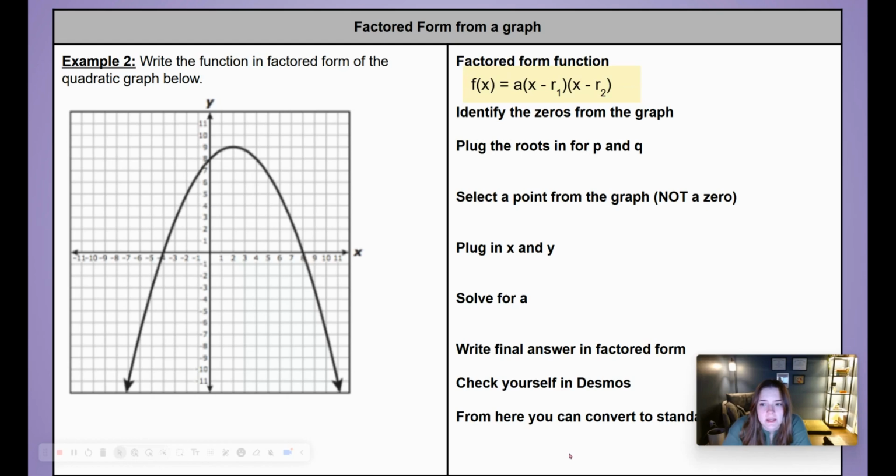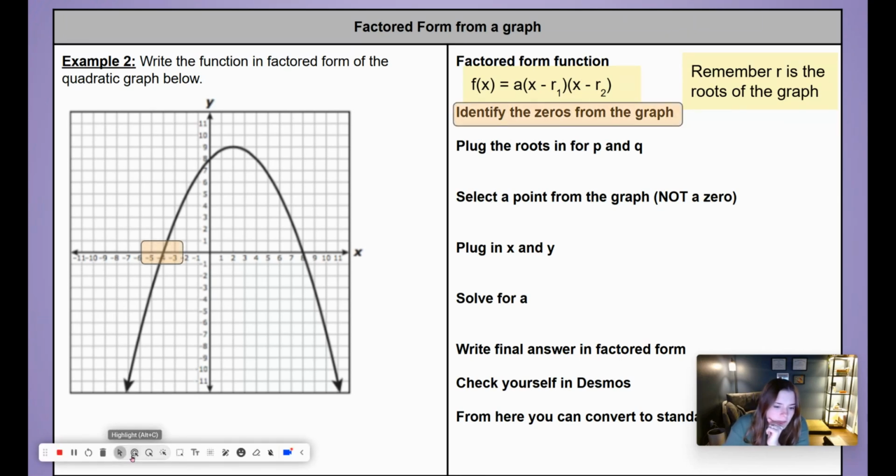And it is going to be f of x is equal to a, parentheses x minus r1, parentheses x minus r2. That's not squared, that's 2. If you're on the bottom, it's just 2. Identify the zeros from the graph. Well, remember, r is the roots, right? And roots and zeros can often be the same thing, right?